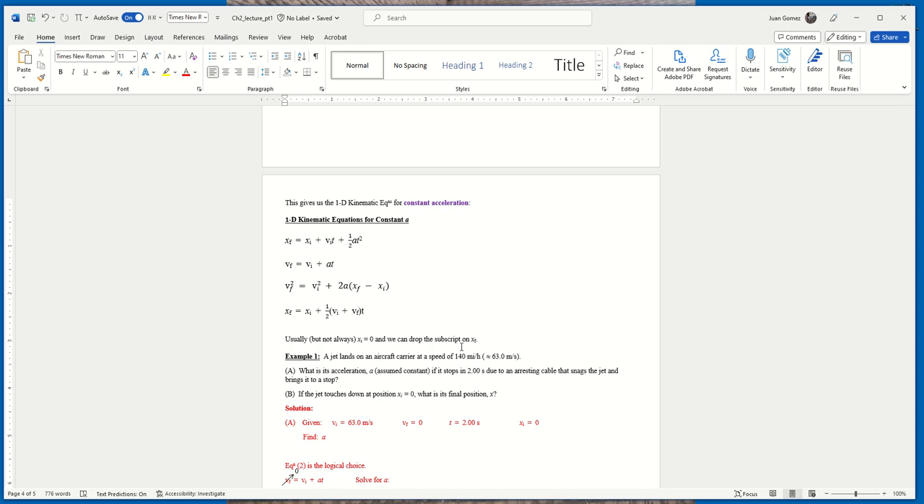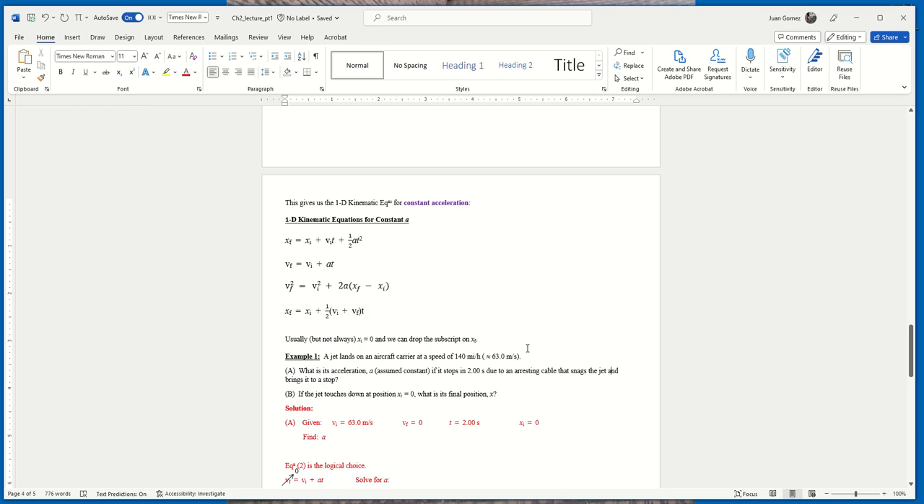Now we can derive them. The derivation is not terribly difficult, but it's important that we have them. The derivation is secondary. When I refer to equation 1, it's the order in which I write them. I always write them in this order. That's 1D kinematic equation 1: xf equals xi plus vit plus 1/2 at squared. 1D kinematic equation 2, you get the idea. 1D kinematic equation 3, and 1D kinematic equation 4.